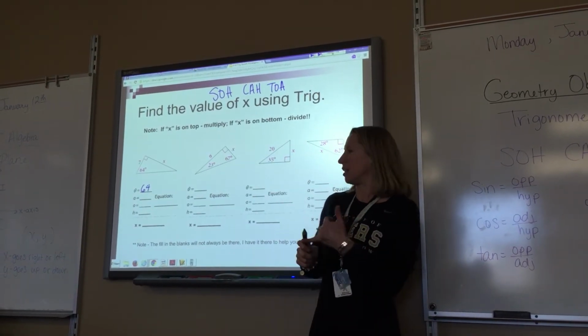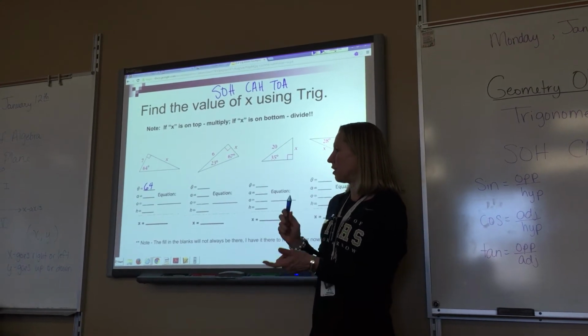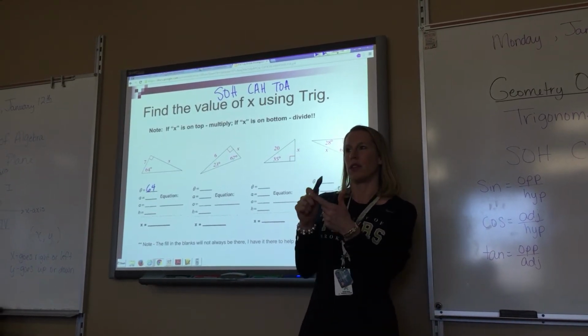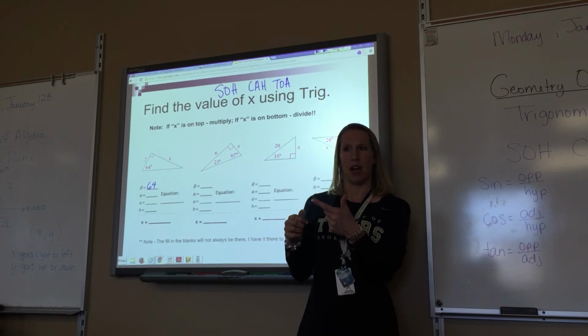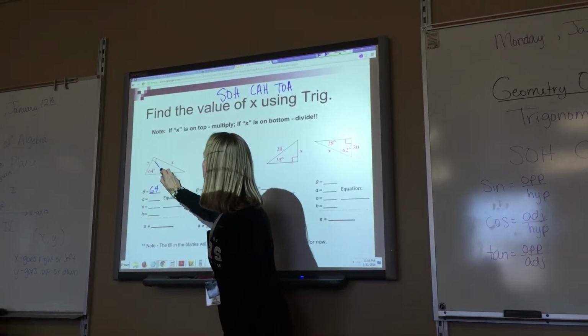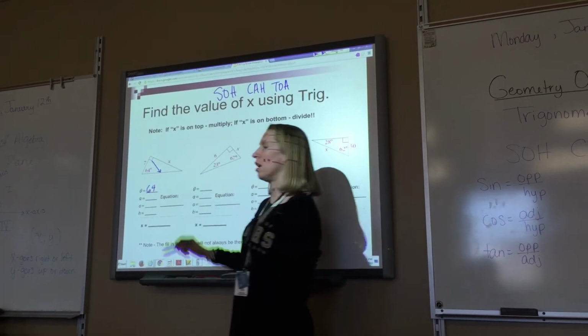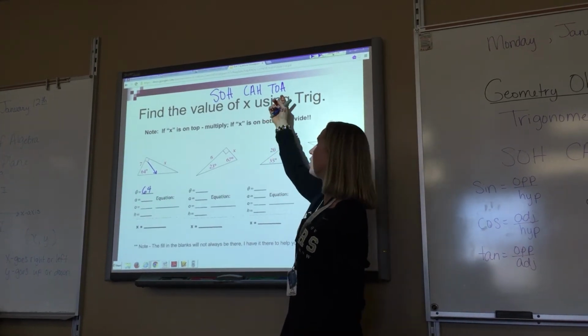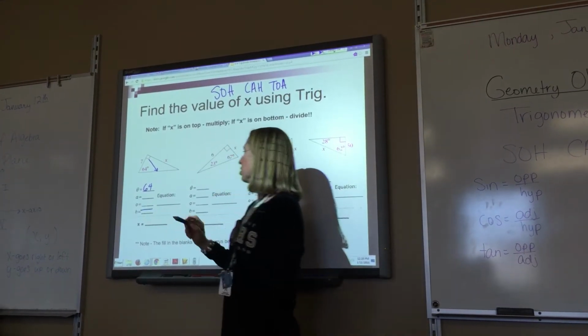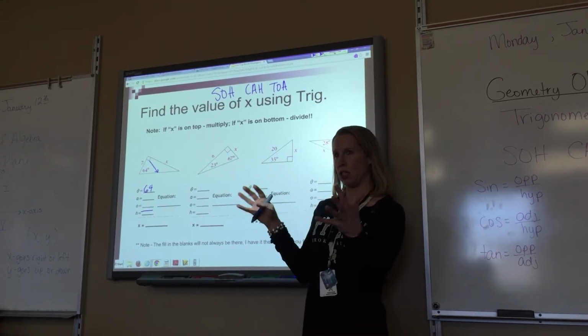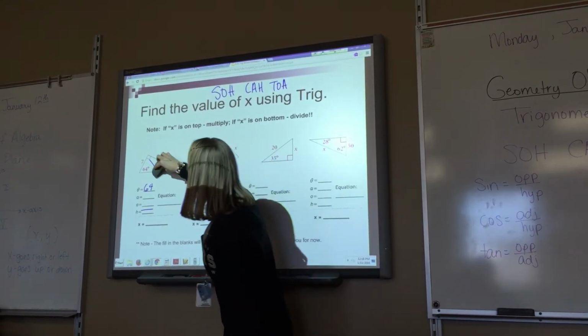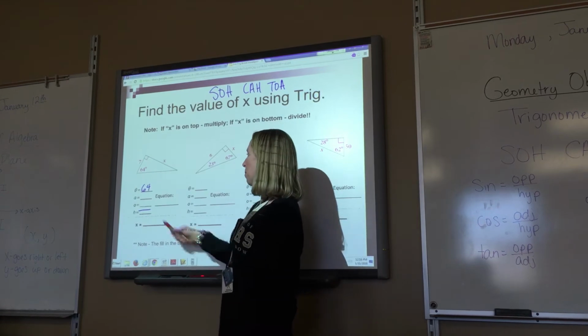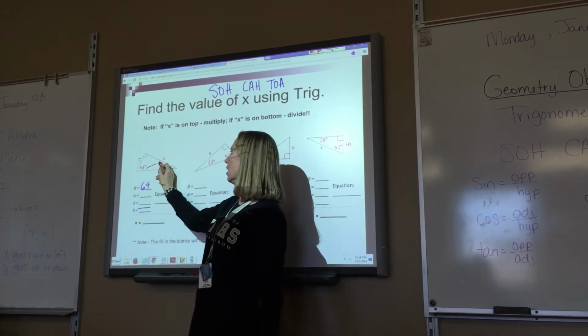A stands for adjacent, O stands for opposite, H stands for hypotenuse. I always start with the hypotenuse because that's the easiest side to find. So notice that there is no hypotenuse here. No hypotenuse. So we know we're going to have to use tangent eventually. I'm just going to put a line through hypotenuse. No hypotenuse.